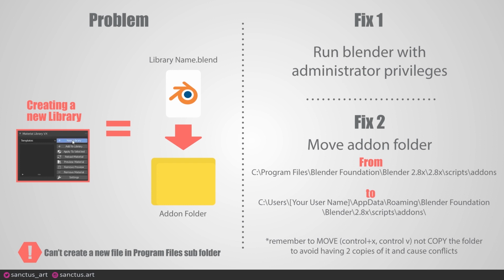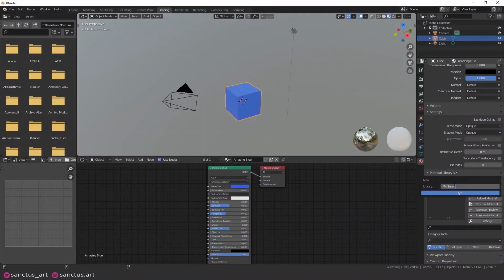So we have two ways to fix this. One is to run Blender as administrator. A second option that I think is better: you have to move the add-on folder, not copy, just move it, so you don't have two copies of it, and that can generate conflicts. So I leave the step-by-step instructions in the description of the video. Now that we fixed the problem, if we repeat the process, the library will be created.